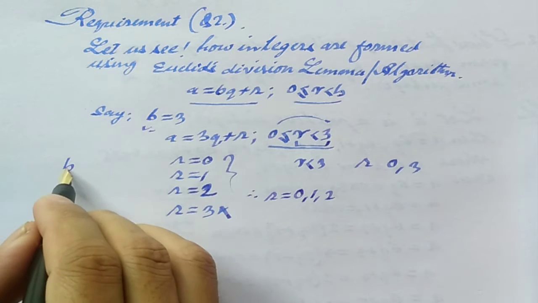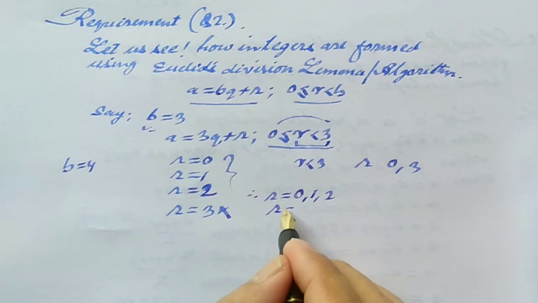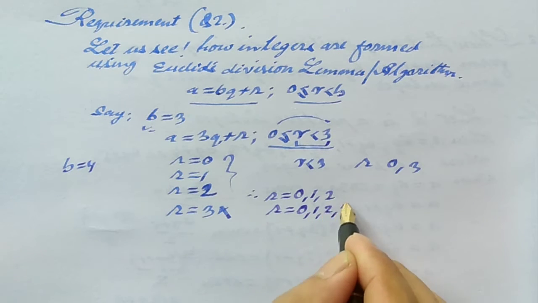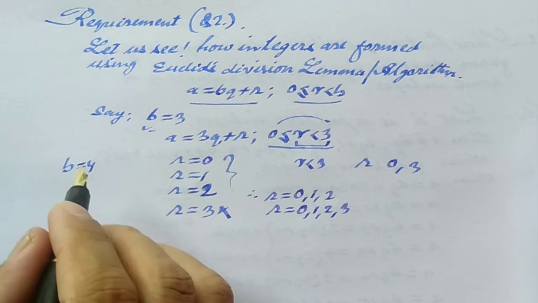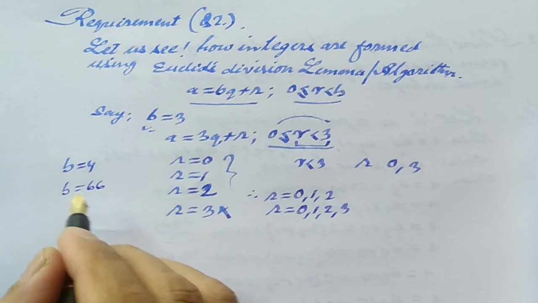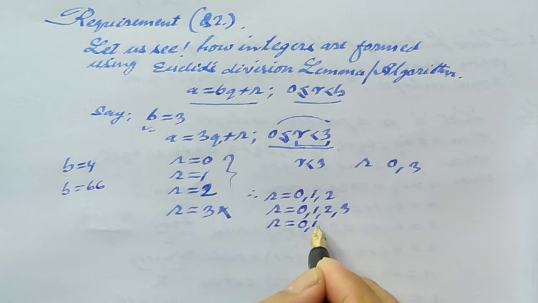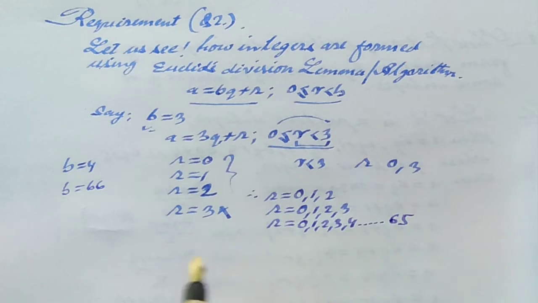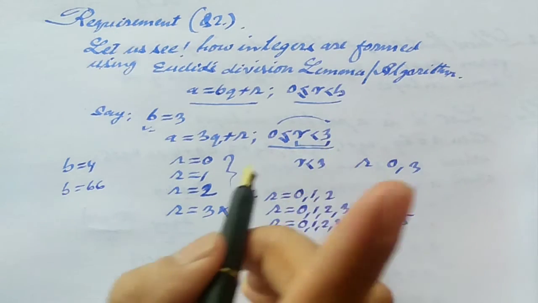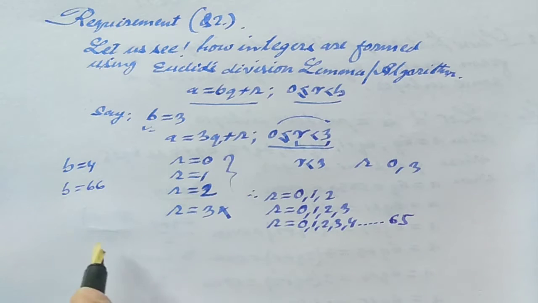But let us take b is equal to 4. Then r will automatically be 0, 1, 2 and 3. And let us take one more for comparison. Let us say b is equal to 66. Then what is possible? r is 0, 1, 2, 3, 4 and up to 65. It should always be 1 less than b, as per the condition r is less than b. So we have understood that.